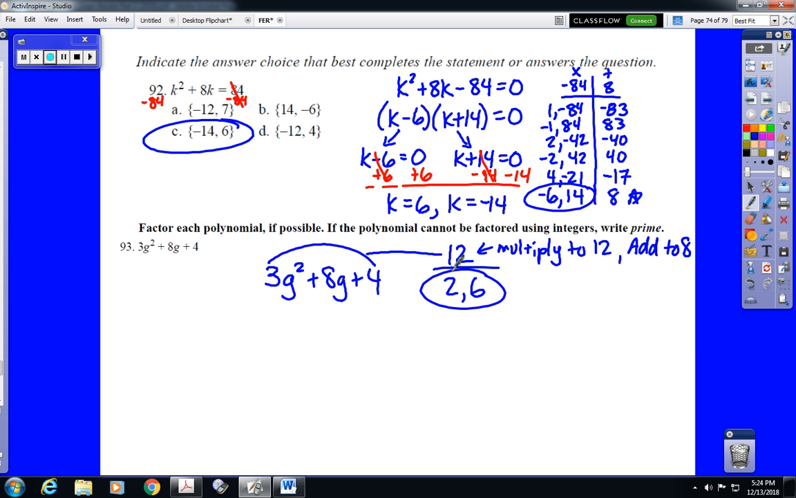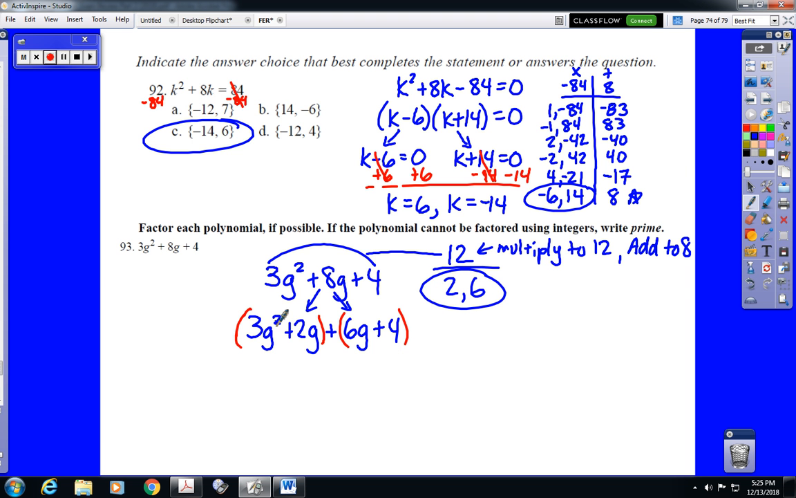Now, it's also different in that those do not go directly into our answer. Instead, what we do is we take that middle term and we break it. So we bring the 3g squared straight down. And then we're going to break that middle term into a 2g and a 6g. 2g plus 6g is still 8g. And now we're going to factor by grouping. So we're going to group the first two terms and group the second two terms with some parentheses and factor out the greatest common factor.